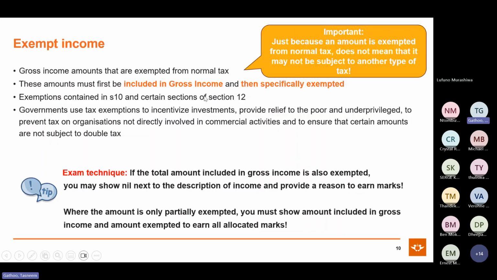Then we looked at the concept of exempt income. So what is exempt income? Exempt income is gross income that was included and then exempted from normal tax to give you a final amount of income. Again, it's important to note that just because an amount is exempted from normal tax doesn't mean there may not be another aspect of tax. So it may be subject to a different type of tax. We then looked at some of those.